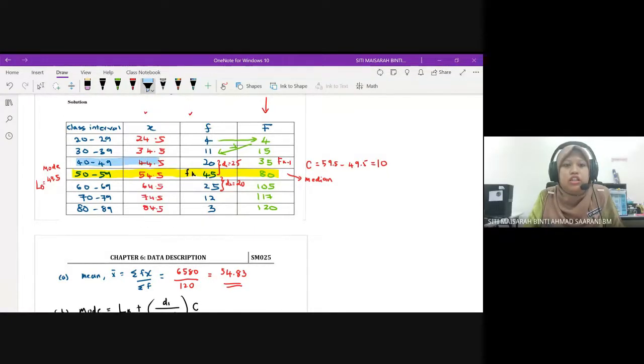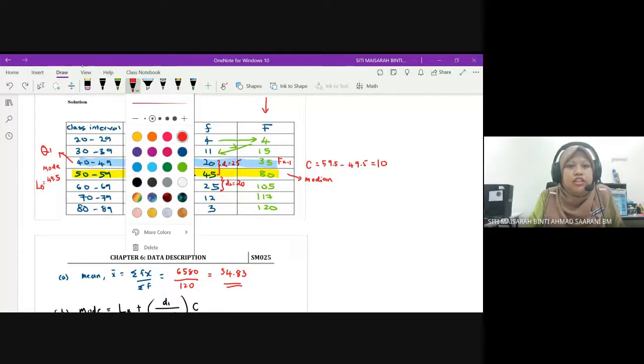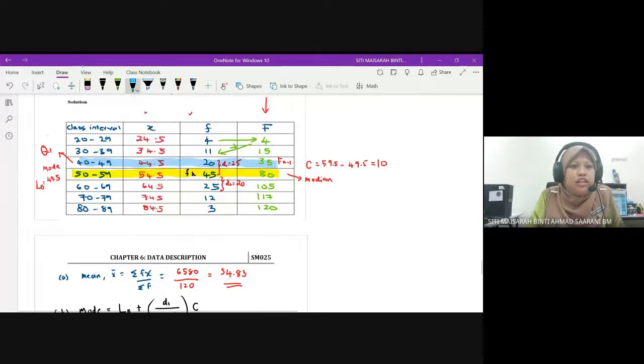Okay, so this is the blue color. We highlight the third row with blue color. This one is for Q1. So for Q1, the LK here is 39.5. And then the cumulative before. We need to change the color. Let's say blue. Okay, LK is 39.5.